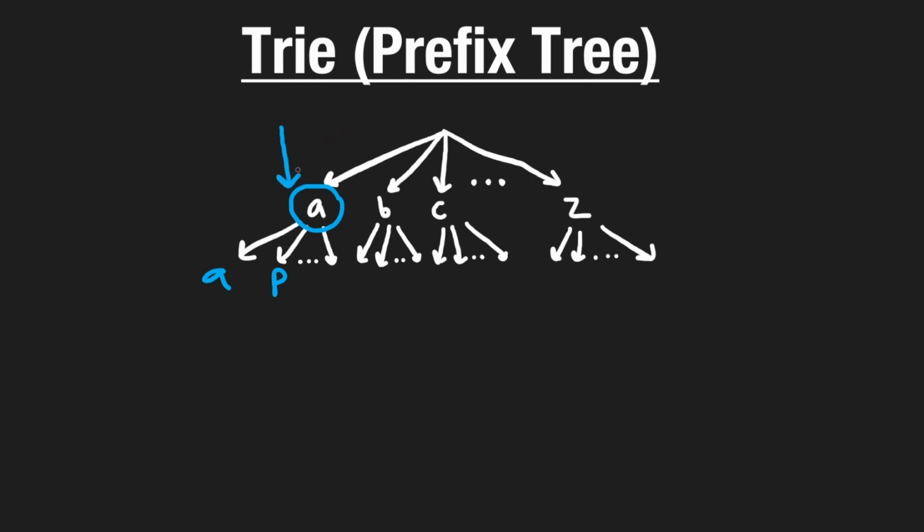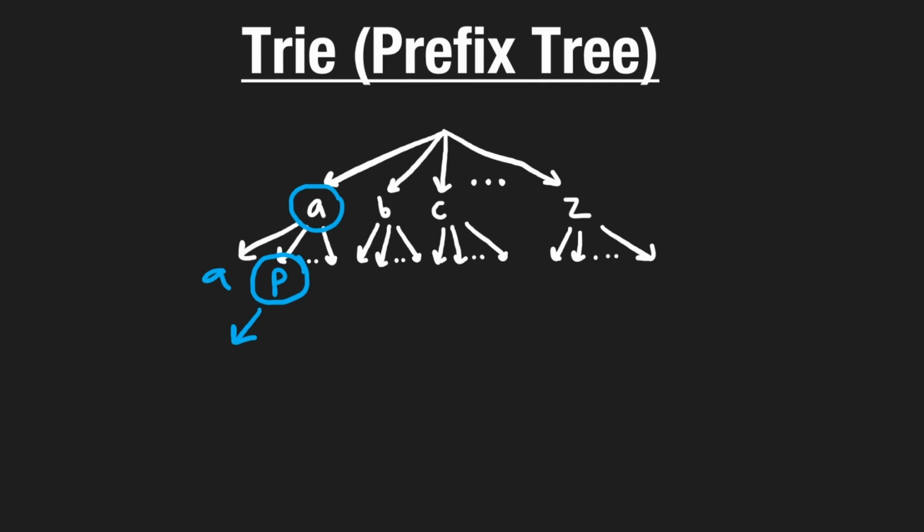What's the second character of apple? Well, it's P. So then we would go down this path. And at that point, we would check, do we have a second P in here? If we do, then we keep going down that path. We're still looking for the word apple, but maybe we don't have a P here.